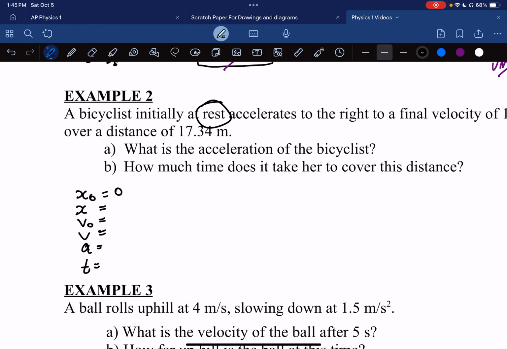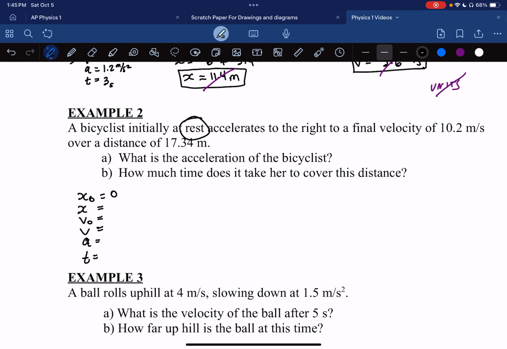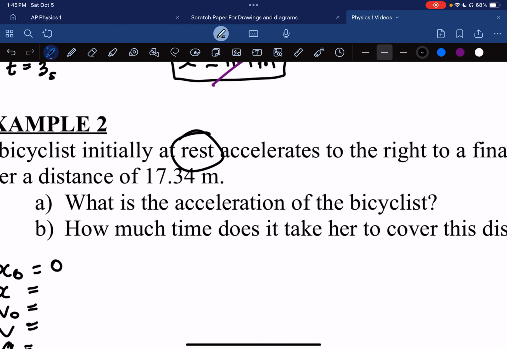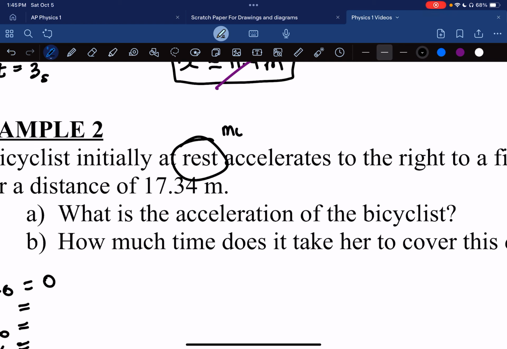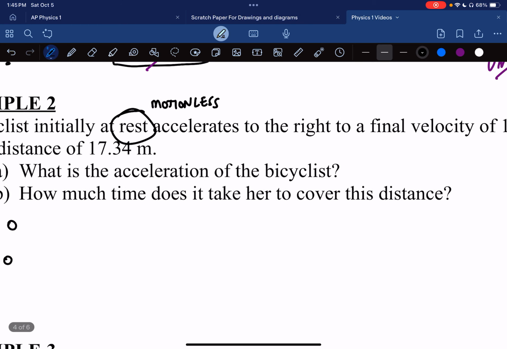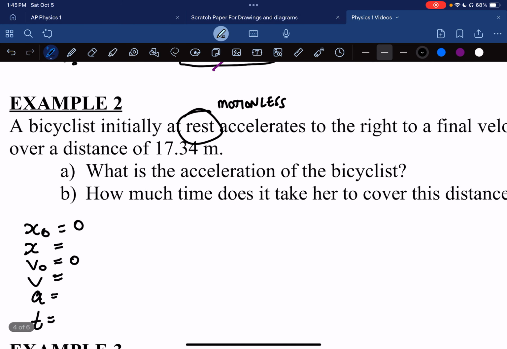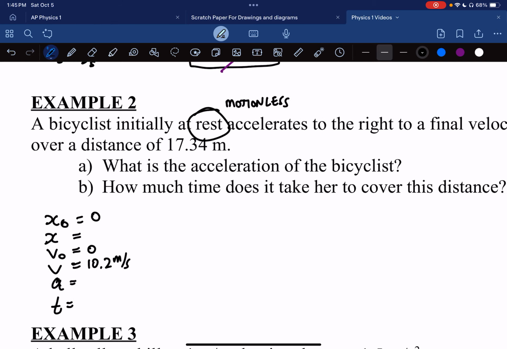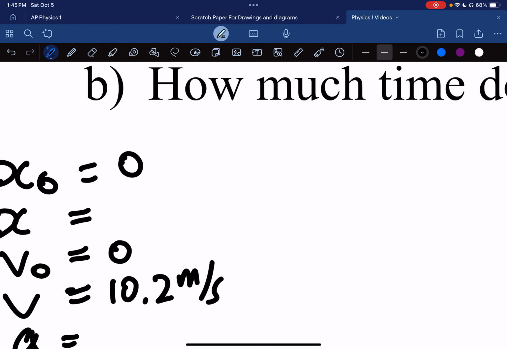Now, we can go in order or out of order. Let's start with the word rest. It's a very special word. That means it's motionless. So a bicyclist is initially motionless, so no speed, no velocity. So its initial velocity would be 0. It accelerates to the right to a final velocity of 10.2 meters per second. By the way, whenever you put 0 for these, you don't need to put units. You can just put 0.